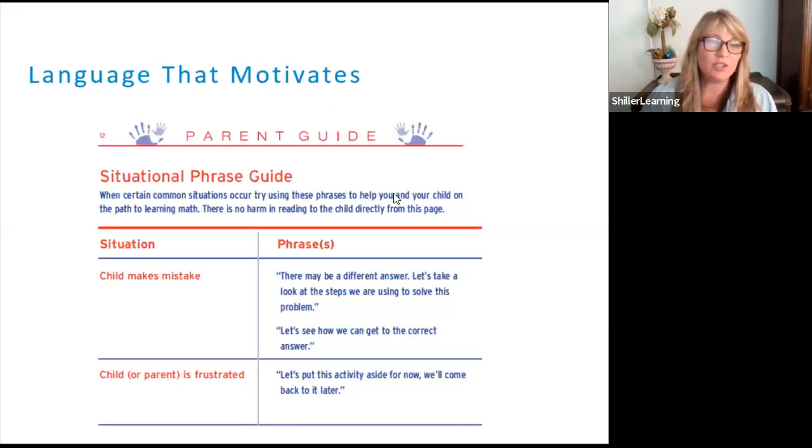You want to use language that motivates. This is out of the Schiller Learning Math Curriculum Parent Guide. There are different phrases that are suggested for when different stumbling blocks come up. One of them, when your child makes a mistake, is to let them know there may be a different answer. Let's take a look at the steps that we're using to solve this, focusing on that process. And by the way, when the child is walking you through the process, that's going to help you spot where they have made an error.